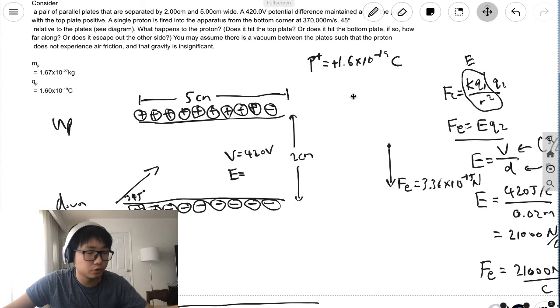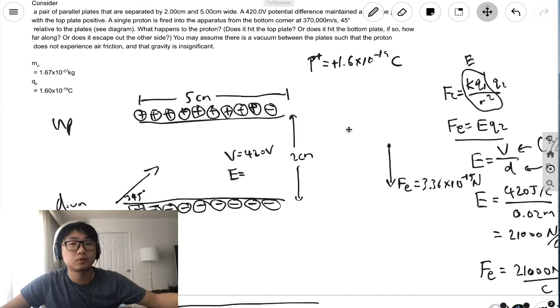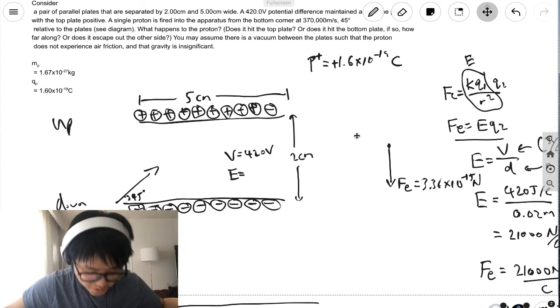Okay, how far along are you? Oh, so you gave up on the shortcut equation? Okay.